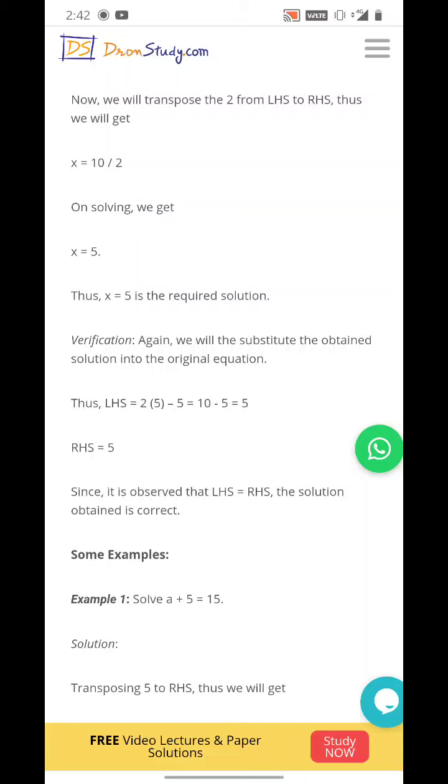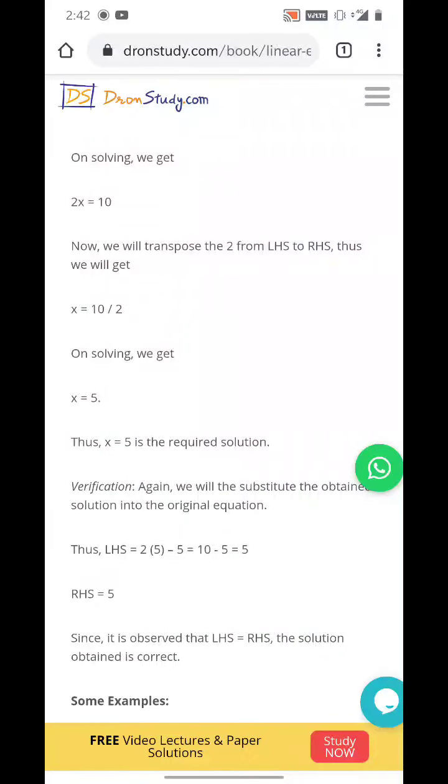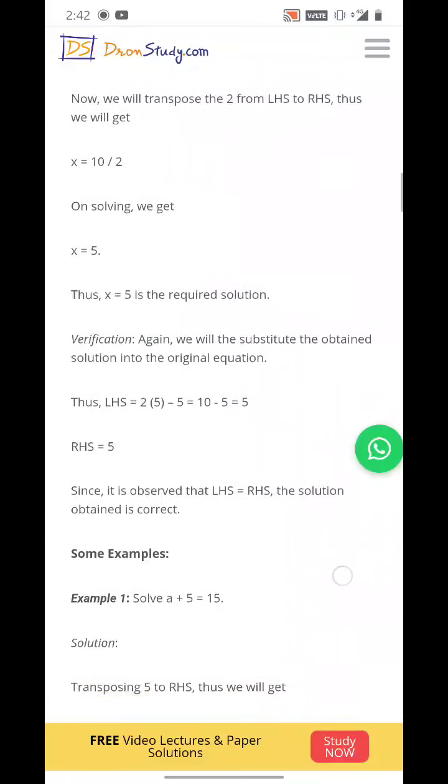Now, in order to check whether the result that has come out is true or not, you have to put the value of x in the equation. For example, 2 multiplied by x is equal to 10, x is equal to 5. So 2 multiplied by 5 is equal to 10, that means LHS is equal to right hand side. So the solution obtained is correct.